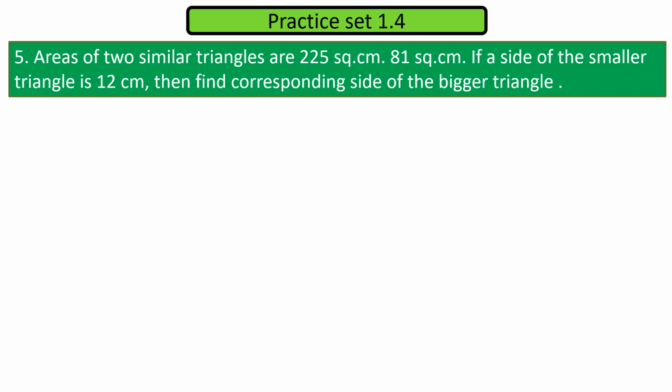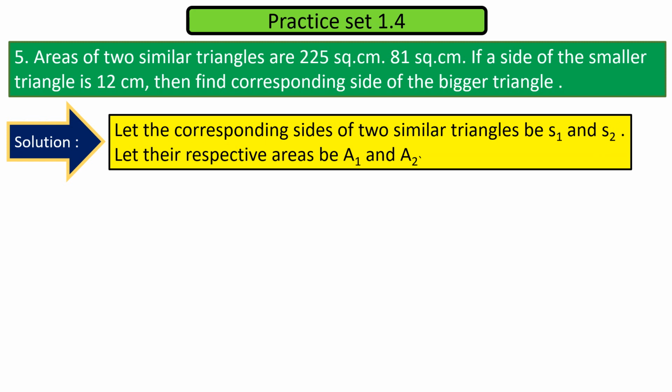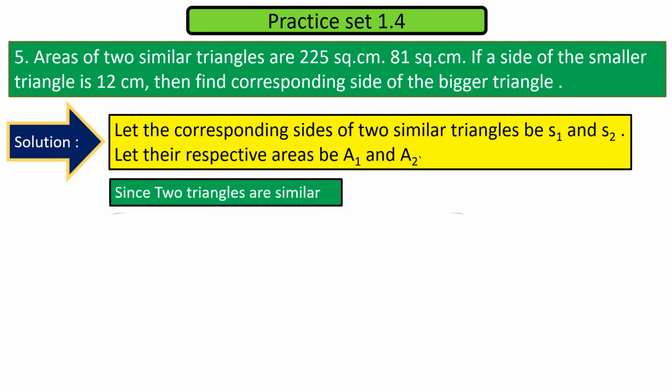So let the corresponding sides of two similar triangles be S1 and S2. Let their respective areas be A1 and A2. This we have already taken in the first sum, if you remember. Now again here the two triangles are similar. Since they are similar, the ratio of their areas will be square of their corresponding sides by theorem on areas of similar triangle.